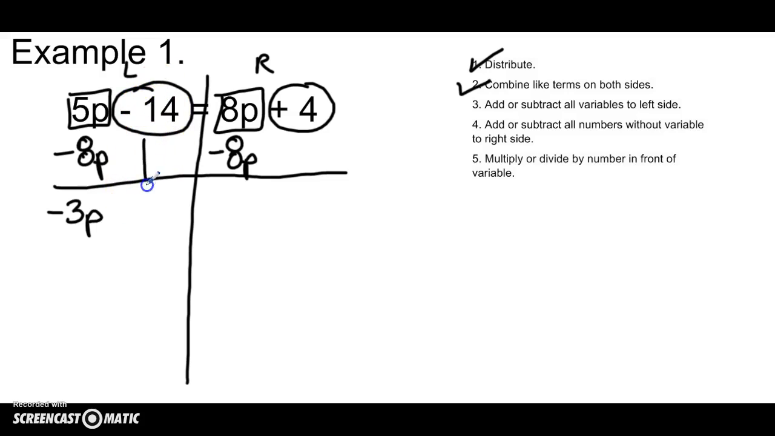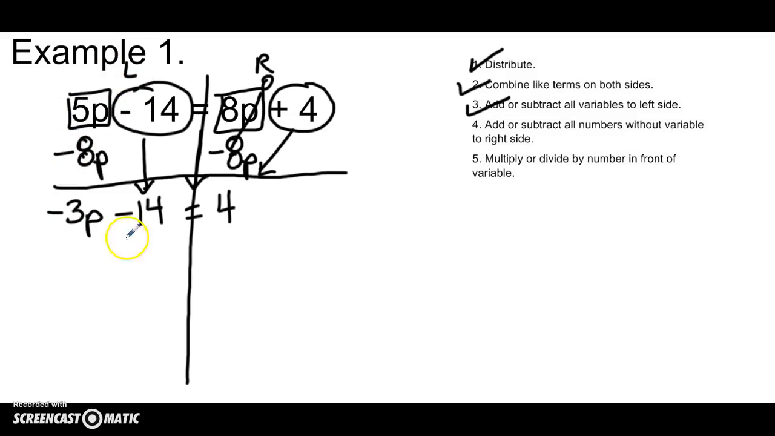Everything that I didn't touch, I'm going to go ahead and bring straight down. So I'm going to bring down the minus 14, bring down my equal sign. This 8p minus 8p cancel out to be 0. And so I'm going to bring down the positive 4. Now I have a two-step equation that I know how to solve. Step 3, check.